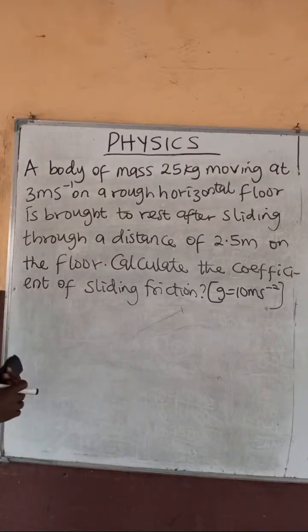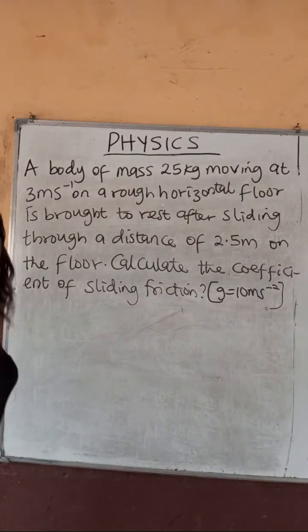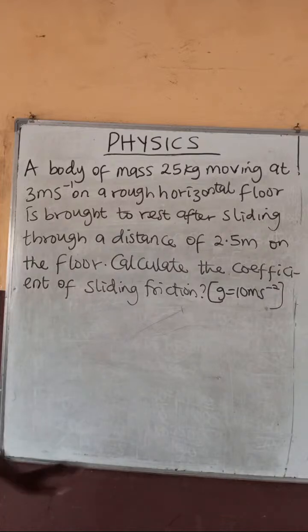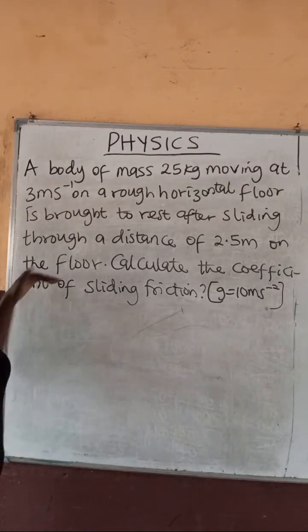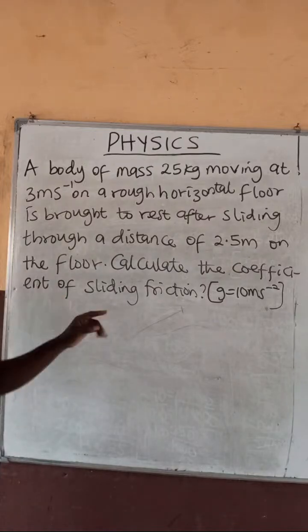A body of mass 25 kilograms, moving at 3 meters per second on a rough horizontal floor, is brought to rest after sliding through a distance of 2.5 meters on the floor. Calculate the coefficient of sliding friction. And we are given g as 10 meters per second squared.